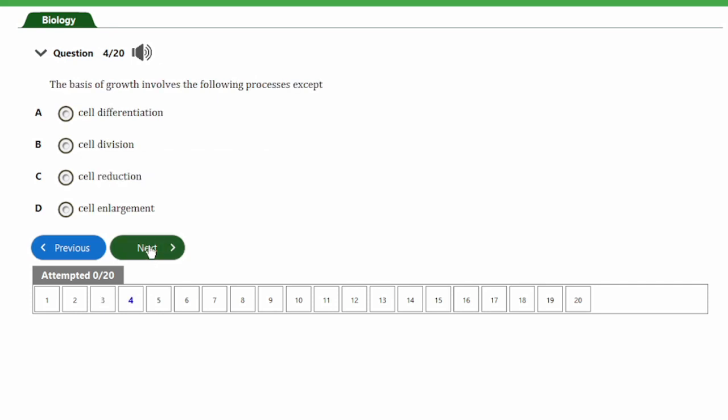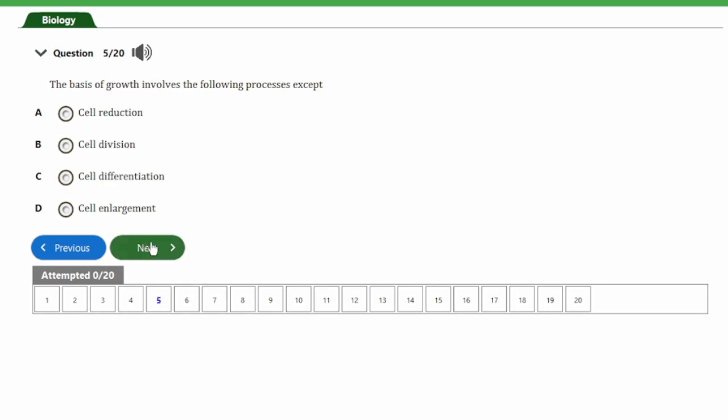So guys, let's look at the next question. That's question number 4. It says, the basis of growth involves the following processes except A, cell differentiation, B, cell division, C, cell reduction, D, cell enlargement. The answer to this question is option C, cell reduction. The process of growth involves cell division, cell differentiation, and cell enlargement. But cell reduction is not involved in the process of growth.